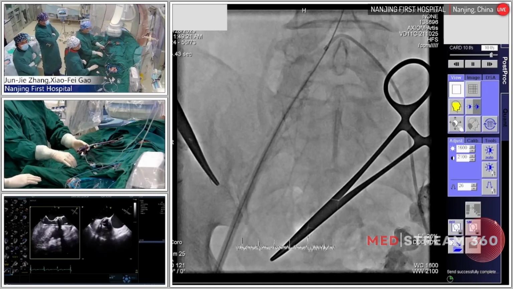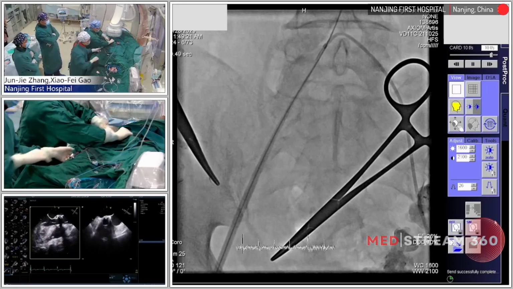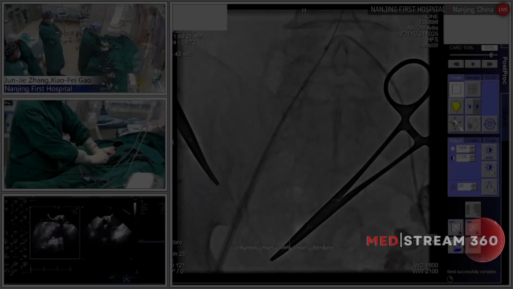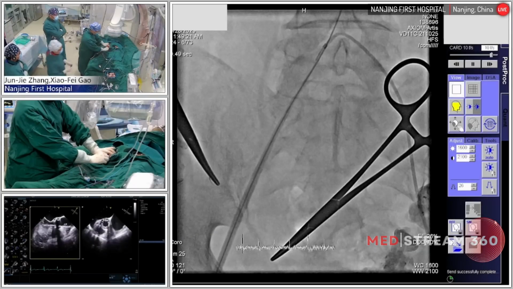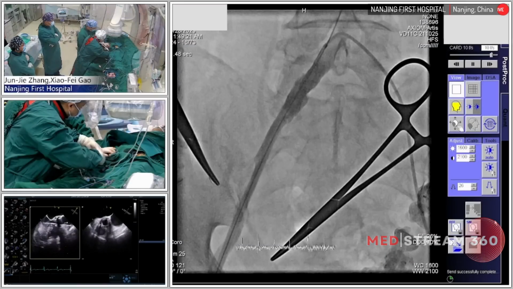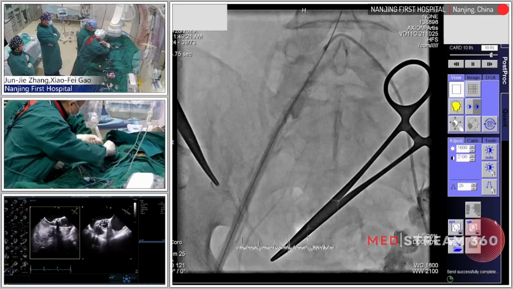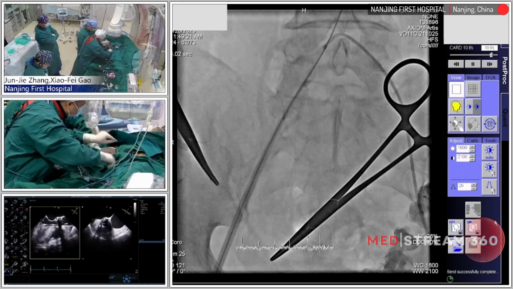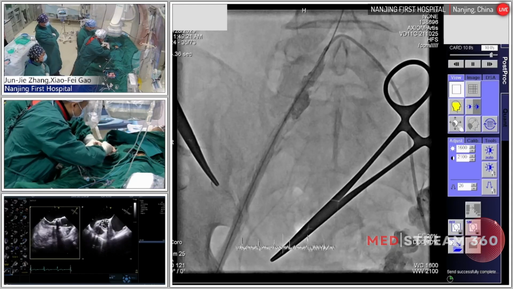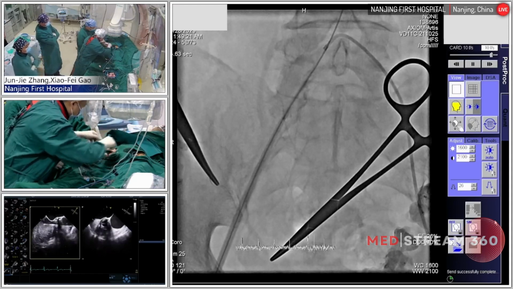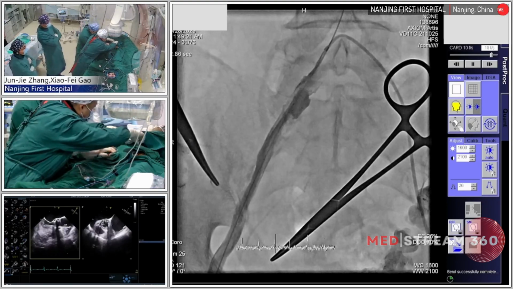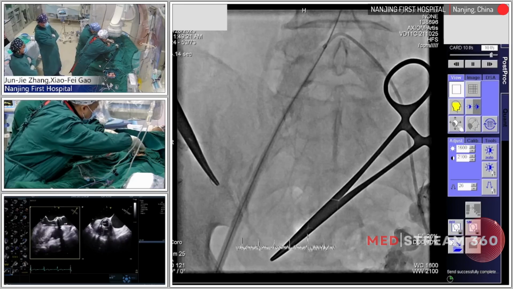Close the puncture site. We'll put two ProGlide at the femoral puncture site. See the beauty of the Sapien 3 TAVI procedure. I think the low profile of the sheath, only 14 French, means a lower rate of peripheral artery complications after the procedure.